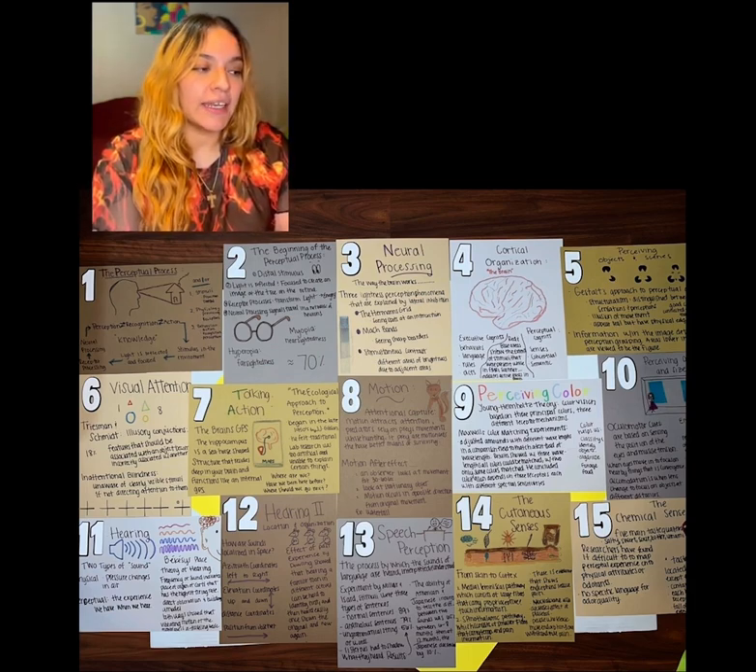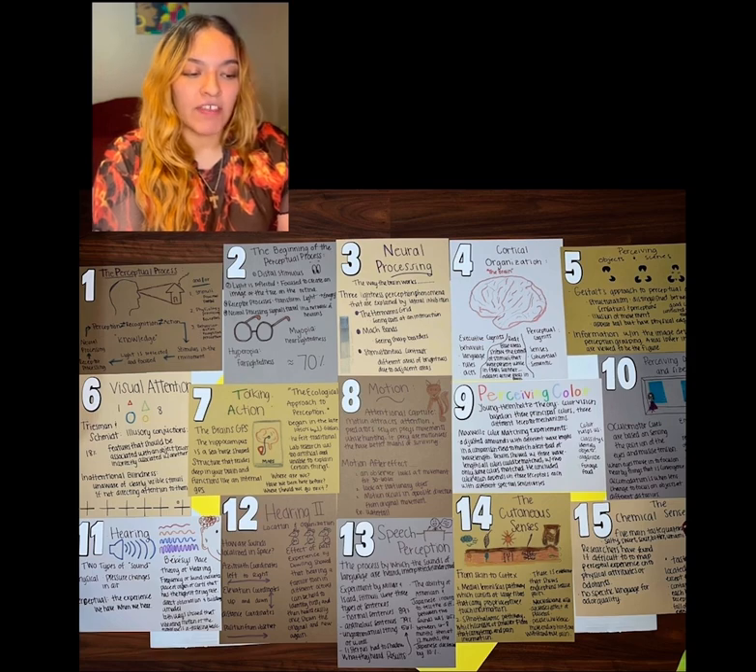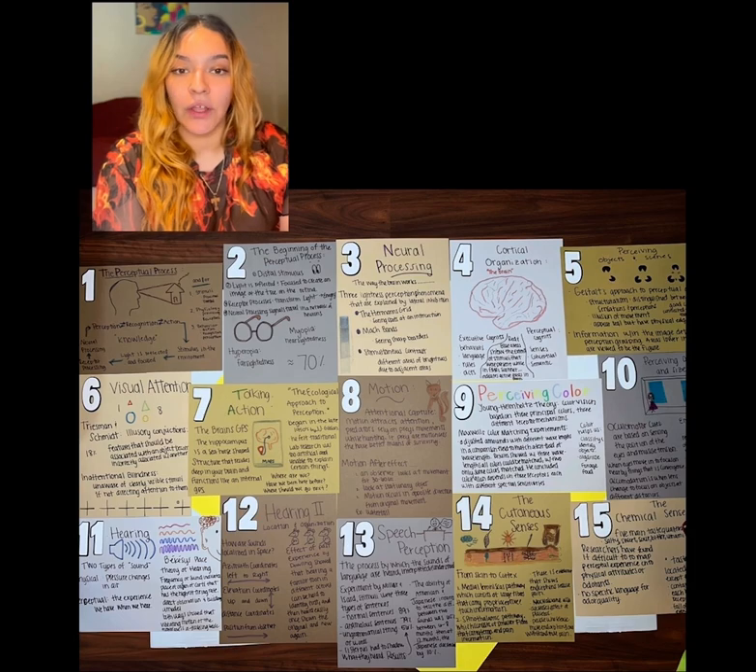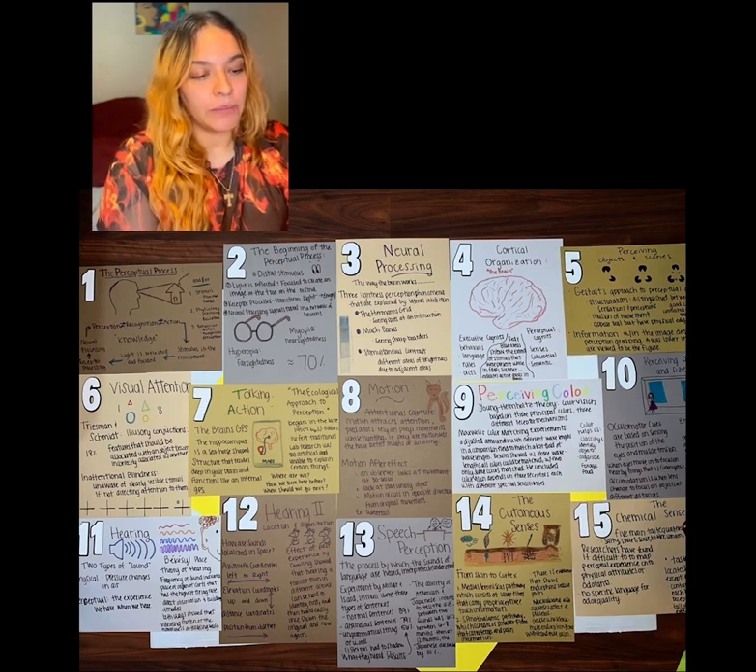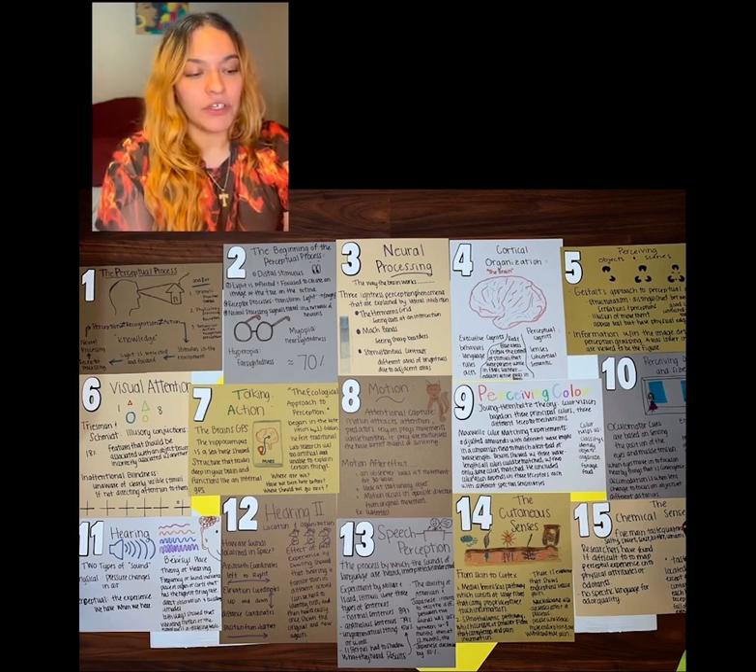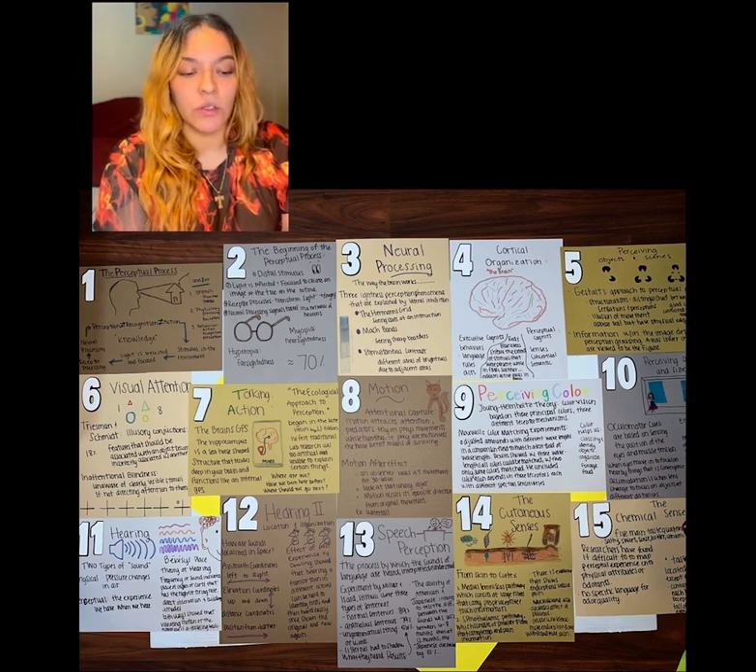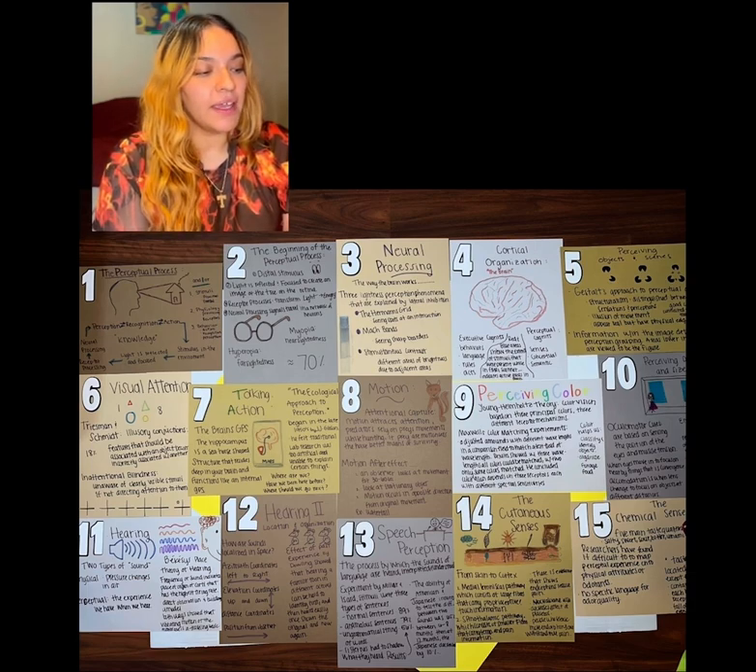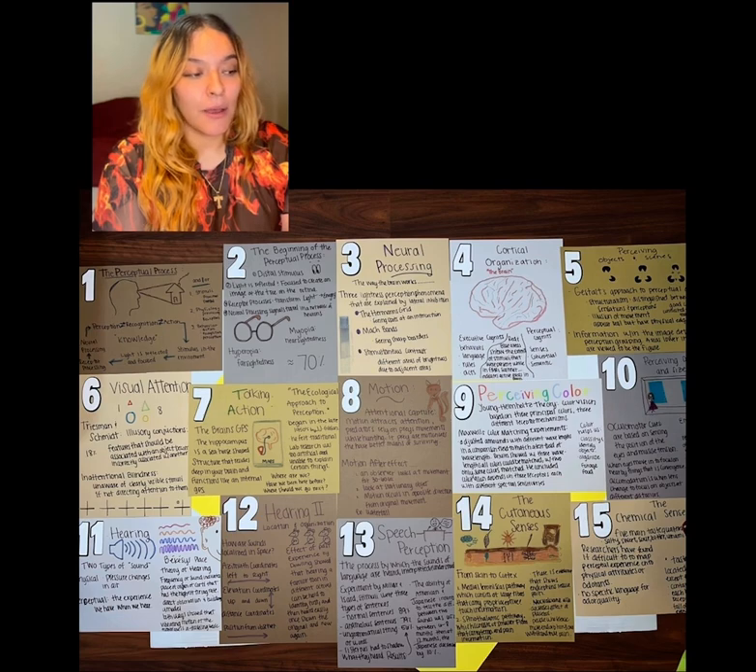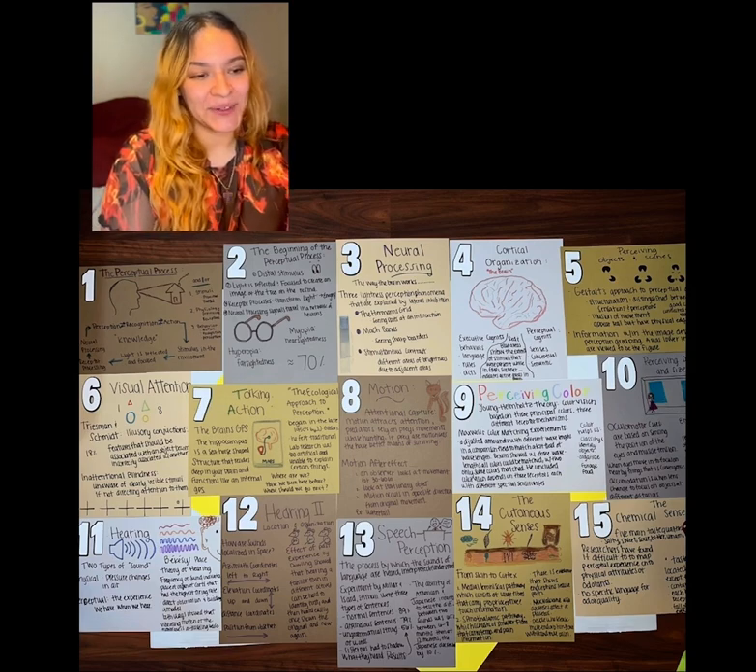In chapter 10, perceiving size and depth, the oculomotor cues and then Emmert's law were the 2 things that I focused on there. For chapter 11's hearing, the 2 types of sound, I talked about the physical and the perceptual sound, and then the Békésy's place theory of hearing. I don't know if I said that right, but those are the 2 things that I talked about there.